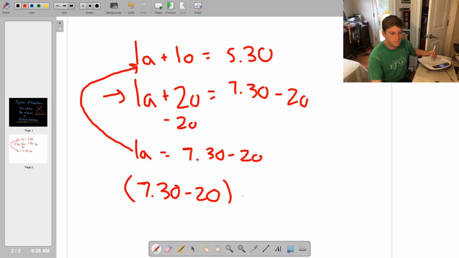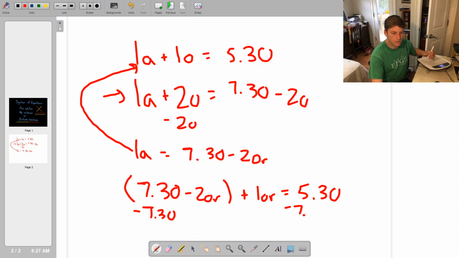Oh, my bad. I messed myself up. Bear with me. You see how I made my mistake there? I thought that was 20. That is 2 oranges. So it's 7.30 minus 2 oranges, plus 1 orange, will equal $5.30. And so we've got the 7.30. I can subtract it to get rid of it. And so 5.30 minus 7.30 will give us negative 2.